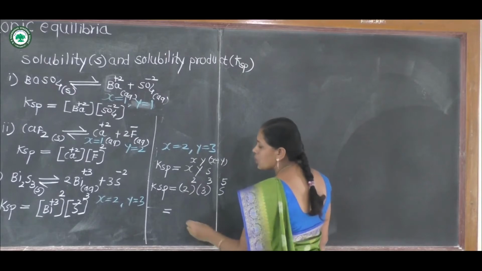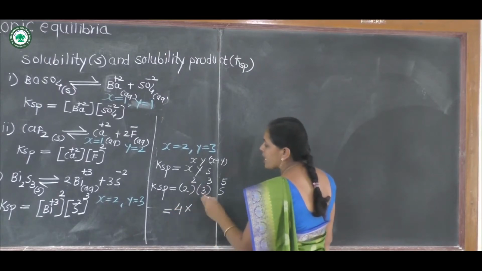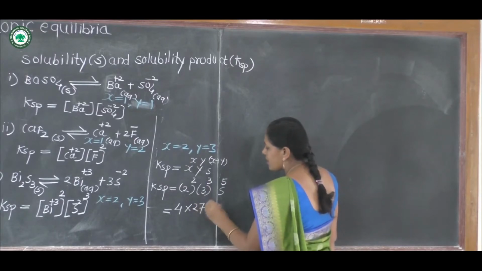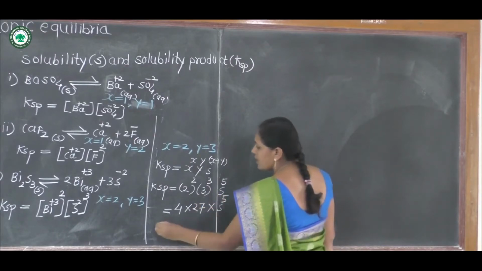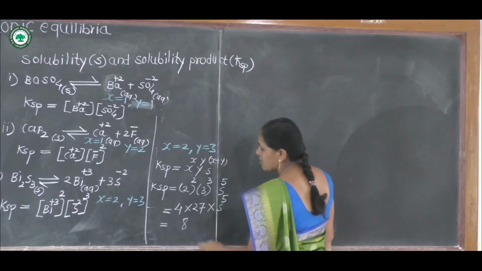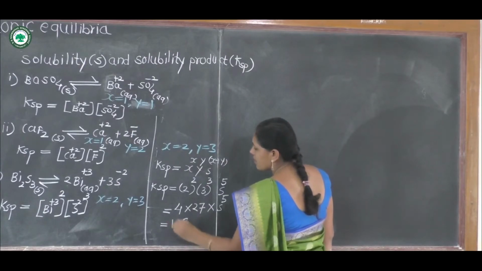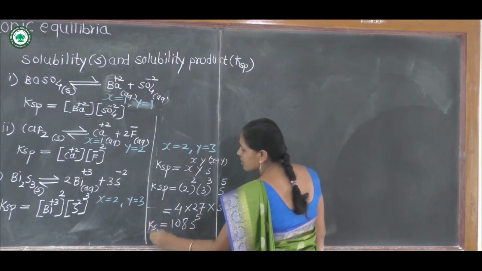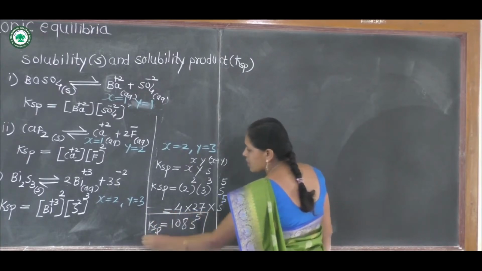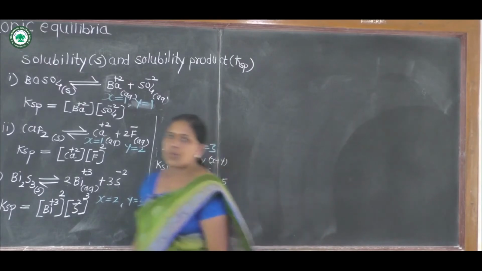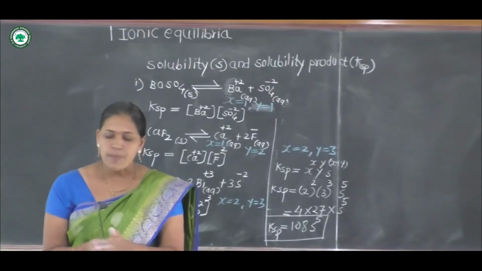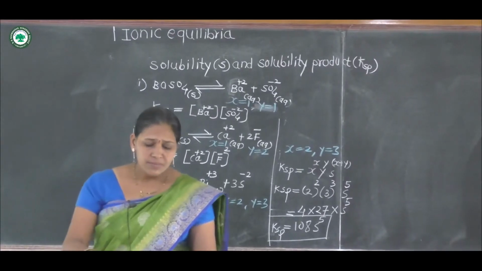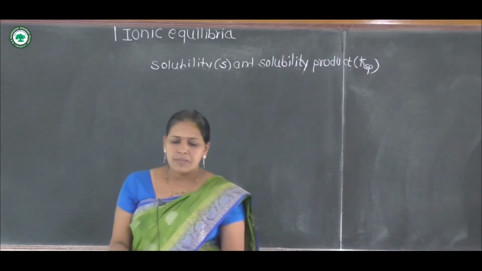2 raised to 2, 4, multiplied by 3 raised to 3, 27, s raised to 5, then 108 s raised to 5. This is the relation between solubility and solubility product of this sparingly soluble salt. The next is the next example.